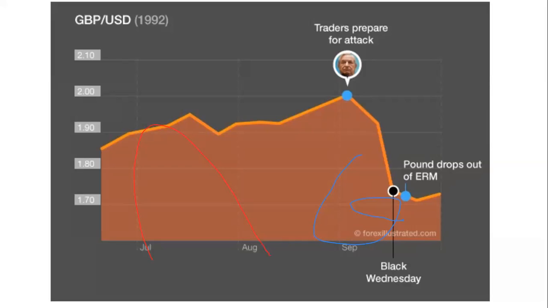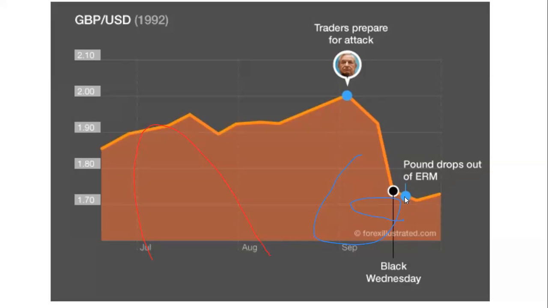So George Soros saw this as an opportunity, and he raised money from all over the world. He had a very big hedge fund at that time. The fund name was Quantum Fund, and he basically started shorting the pound. And what happened was, basically every day he shorted pounds.